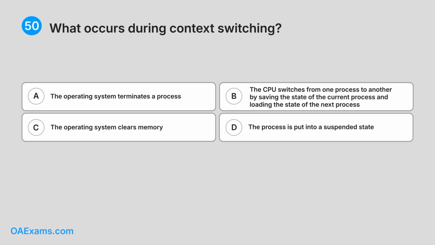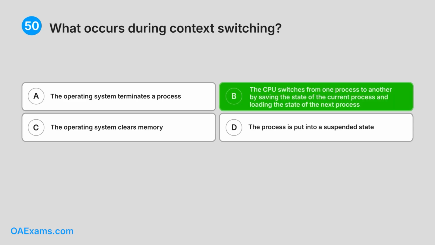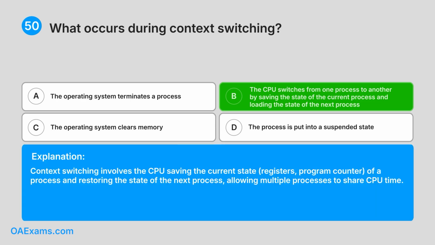Correct answer, B. The CPU switches from one process to another by saving the state of the current process and loading the state of the next process. Explanation. Context switching involves the CPU saving the current state, registers, program counter, of a process and restoring the state of the next process, allowing multiple processes to share CPU time.